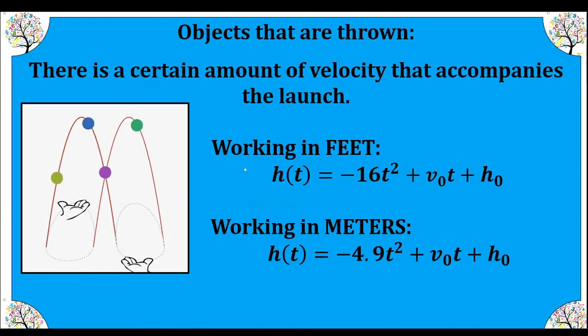So this is when we have objects that go up and come down. If you're working in feet, this is going to be your formula. If you're working in meters, this is going to be your formula. Again, this middle term, your B term, is your velocity, your momentum, and your C term, like always, is your y-intercept, where the object starts.